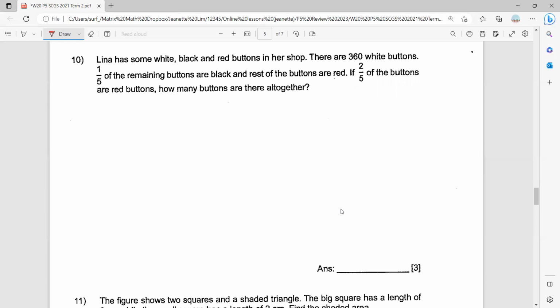Okay, so for this, because they say 1/5 of the remaining, I'm going to draw model. So first, take away 360.